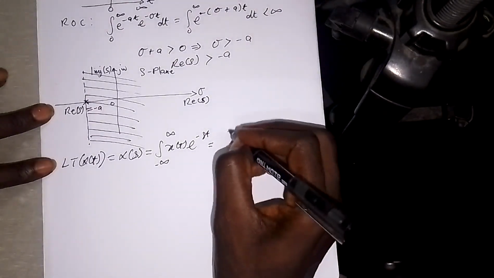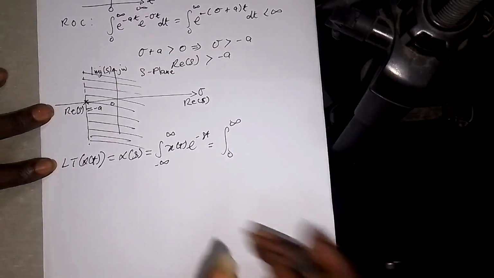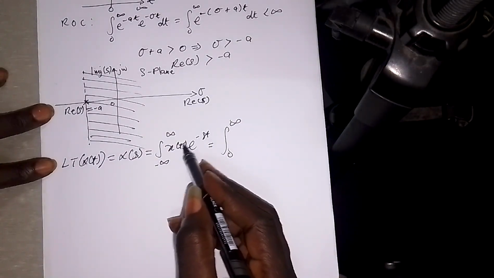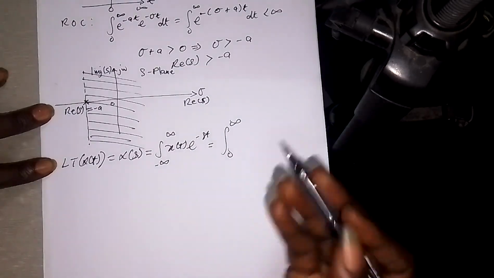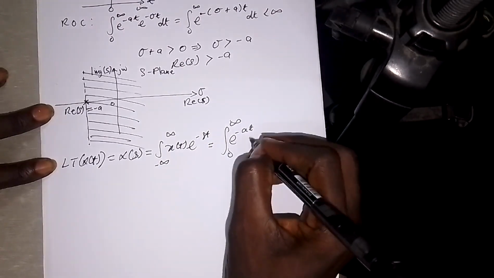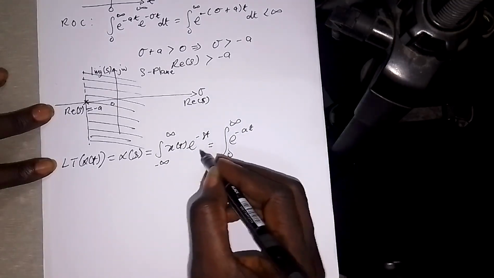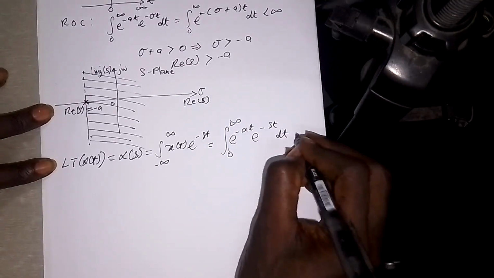So here, I'll just write 0 to infinity. And then my x(t) is e^(-at) u(t). But u(t) is actually 1, and any number multiplied by 1 is that same number. So I will still get e^(-at) into e^(-st) dt.